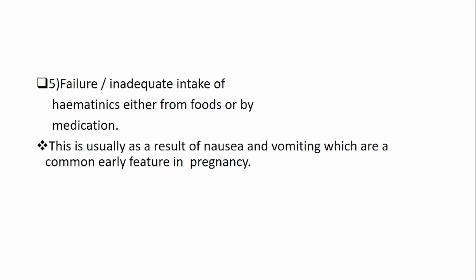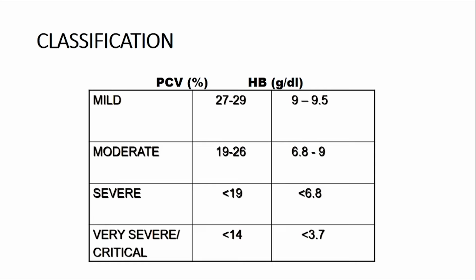Also, failure or inadequate intake of hematinics, either from food or by medication during pregnancy, increases the risk of anemia in pregnancy. And early in pregnancy, there can be nausea and vomiting, which can contribute to inadequate intake of these hematinics. How can we classify anemia in pregnancy?